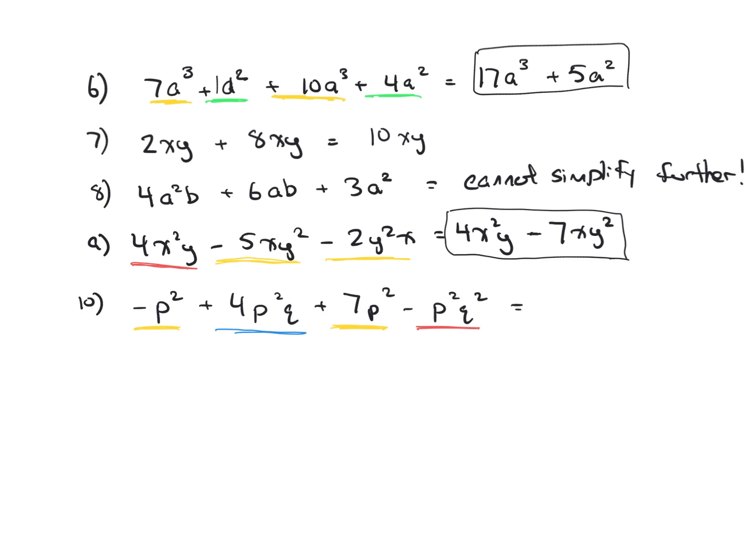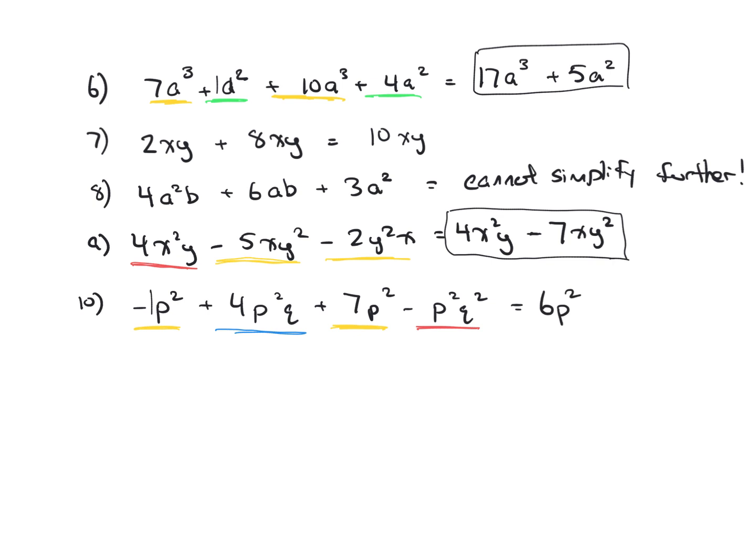So at the end of the day, we can only add the ones underlined in yellow. So that's -1, because negative p squared is -1p squared, and then plus 7. What's -1 plus 7? You can maybe visualize a number line. You start at -1 and then you go into the positives. You will end up at 6. You'll end up at positive 6p squared.